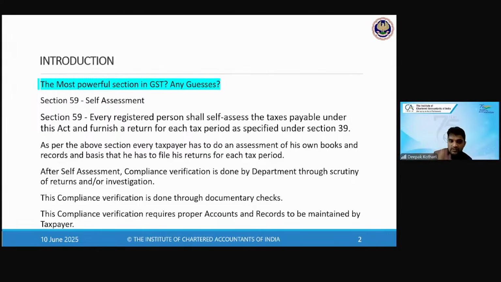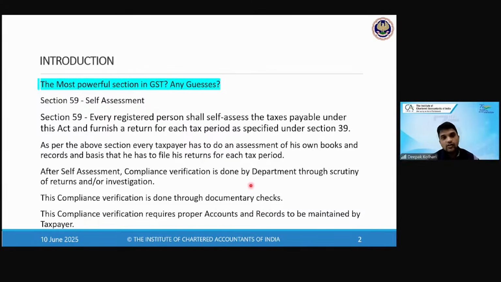Okay. After you finish your self-assessment, there will be a second round of compliance, which is called compliance verification, which is done by the department through scrutiny of the returns and or investigation. That is, they can do scrutiny and investigation together, or you can just do your assessment. The compliance verification is done through documentary checks, which means they will do the verification through checking of these documents.